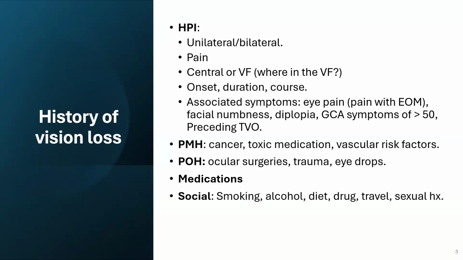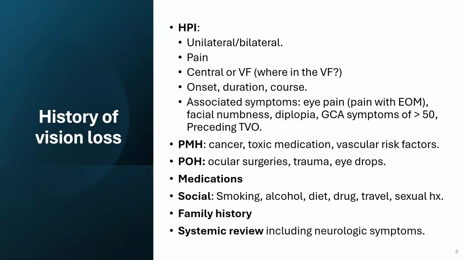Medication use, social history, smoking, alcohol. If the patient is taking homemade alcohol, think about methanol toxicity. Their diet, medications, travel, sexual history, all are important in the differential diagnosis. Family history, think about hereditary optic neuropathy, systemic review, including the neurological symptoms. So you have to ask all these questions in visual loss.